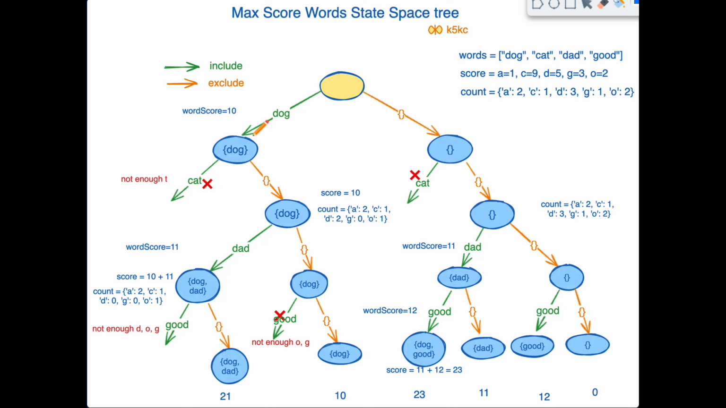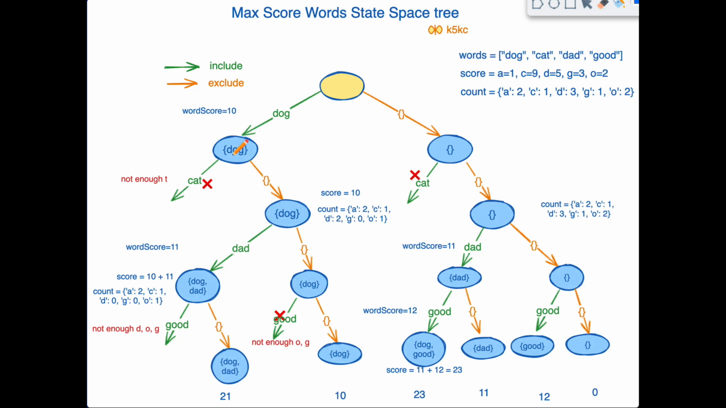And then at each step we will check whether we should include dog or not. The answer is that dog can be formed because we have 3 D's available, so we will just use one of them. Similarly, we will use one of the O's and one of the G's, so everything is possible. And now the updated count array becomes A is 2, C is 1, and we will keep on updating the count array.